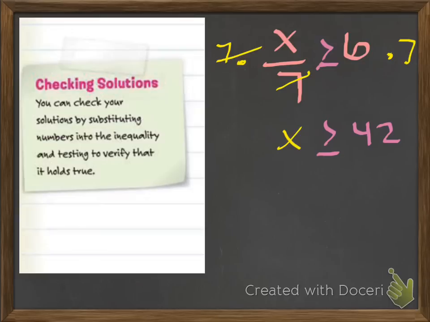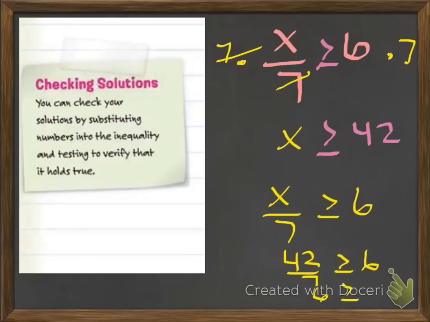Perfect. Okay, so now what it's saying is you want to take the original inequality, which was x divided by 7 is greater than or equal to 6, and you want to plug in any number that's greater than or equal to 42. So why don't we just plug in 42 to see if that works? So 42 divided by 7 is greater than or equal to 6. 6 is greater than or equal to 6. Yes, it is. So that's what they mean by checking your solution.